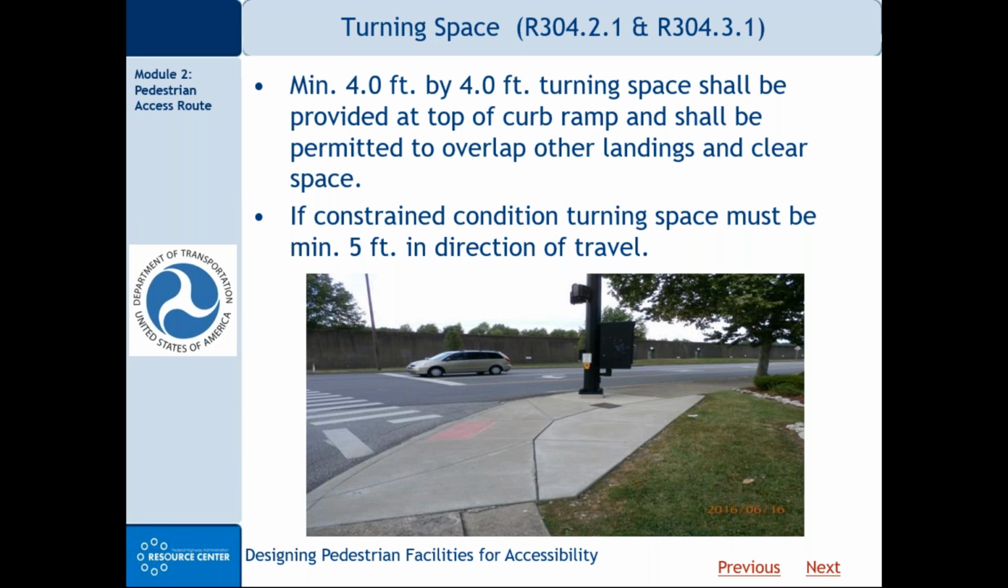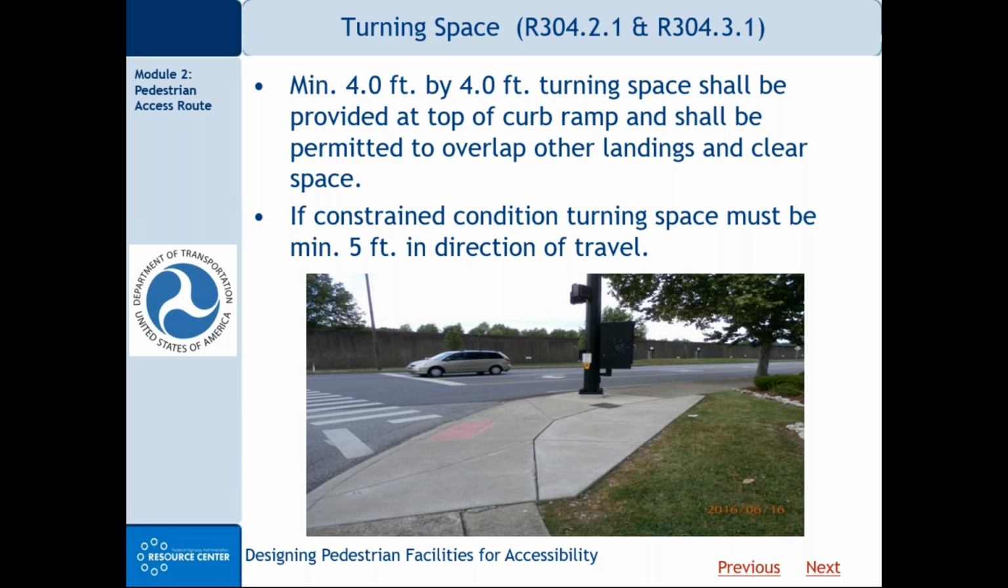I think last week I mentioned from time to time the turning space. This is the level area at the top of the ramp where people in wheelchairs or those using walkers or braces can make their turn. And remember, when I say level in this class, I mean 2% cross slope or flatter. The criteria you can see on this slide: the minimum is a 4 foot by 4 foot turning space.